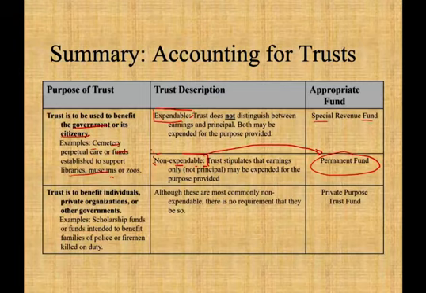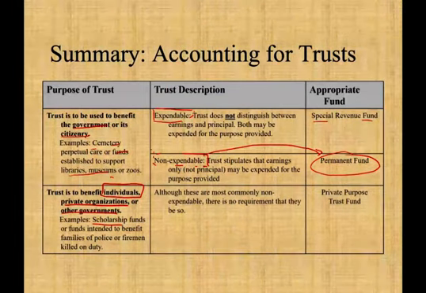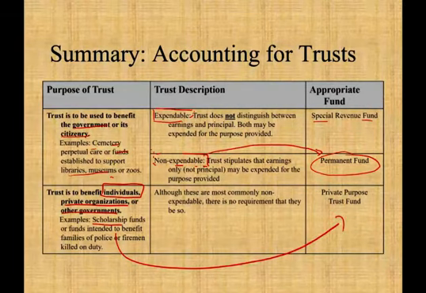Now, a trust to benefit individuals, notice individuals here, a private organization or another government. Example, scholarship funds intended to benefit families of police or firemen killed on duty. Those are private purpose trust funds. And notice the word private. It means they are used for a specific purpose.